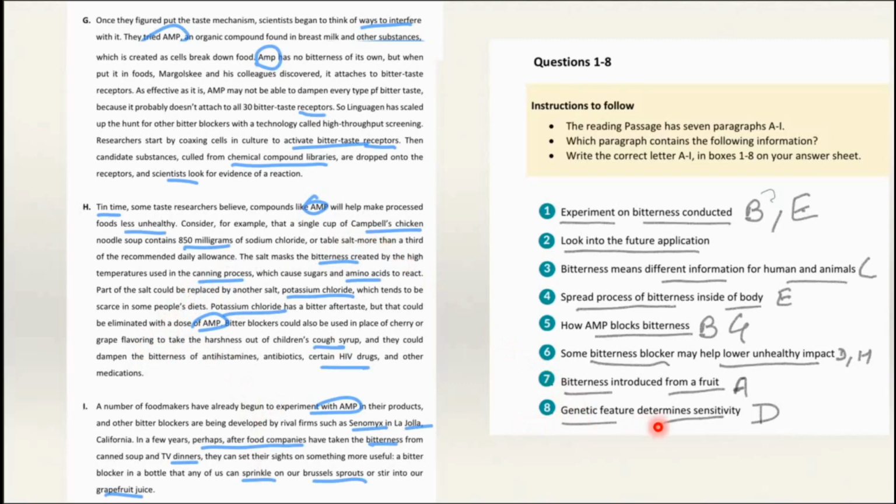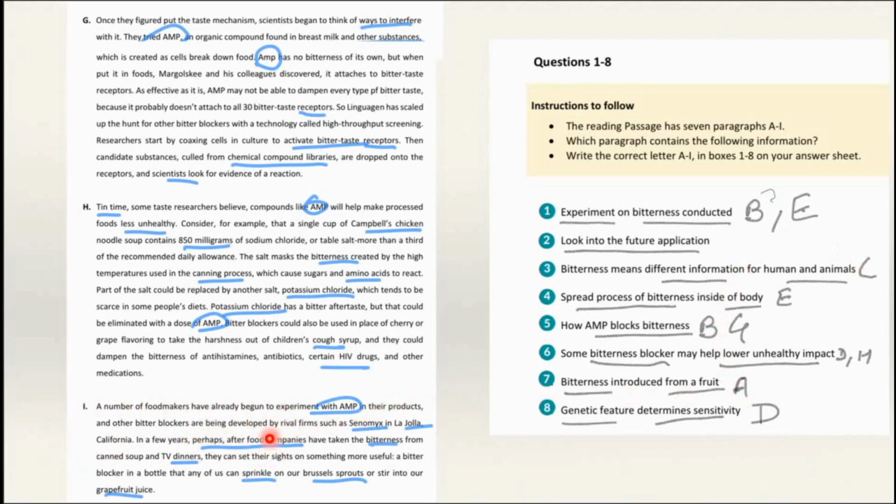The 8th question is genetic feature determines sensitivity, but in this paragraph they don't talk about genetics at all. So let's move to the last paragraph. They didn't mention an experiment, but I tried to look closely. They didn't talk about an experiment conducted in this paragraph. They just mentioned they are experimenting only.